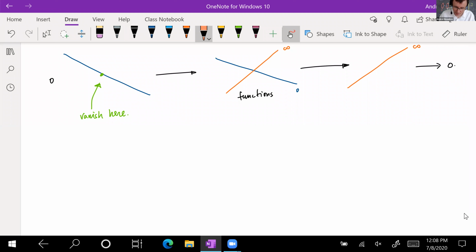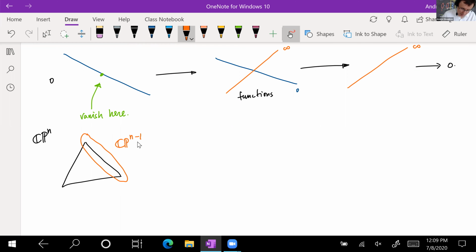And so what would be the analogue for general n? If I have my CPn, maybe this is my picture of CPn. Inside of it, I have CPn minus one. And here I have some point, maybe we call it zero. And the weights of the normal bundle at that point, maybe I'll write them as a_i over a_0. These are the weights of the normal bundle.